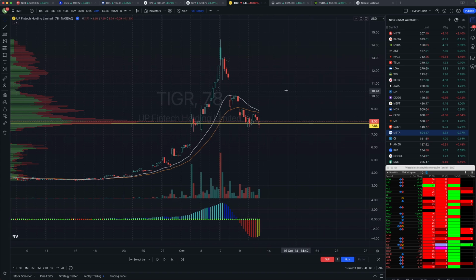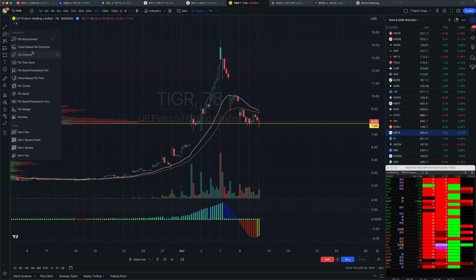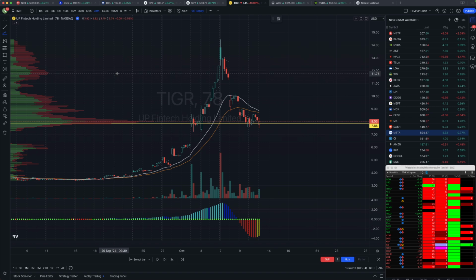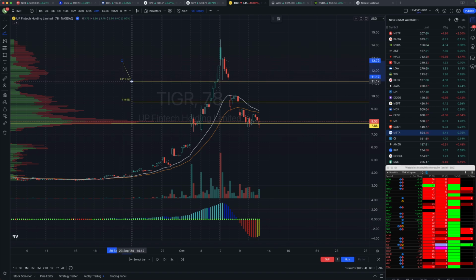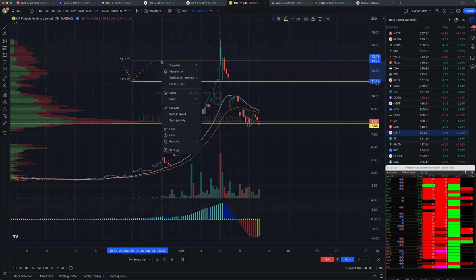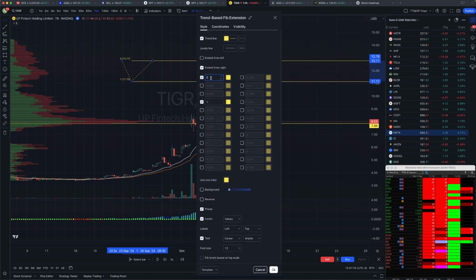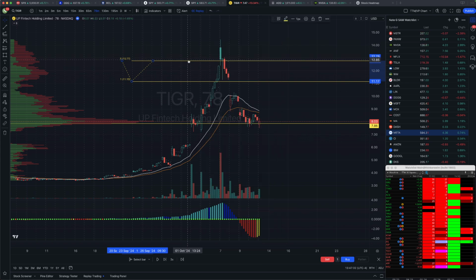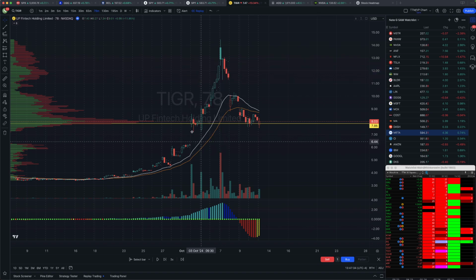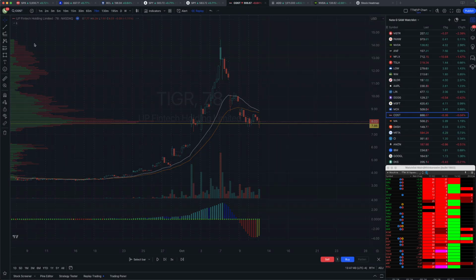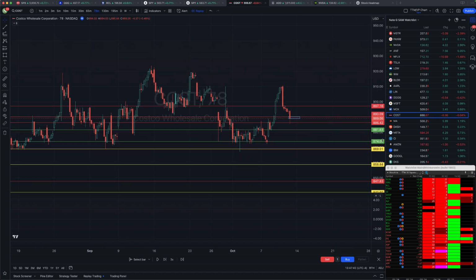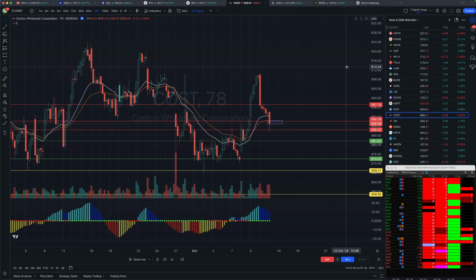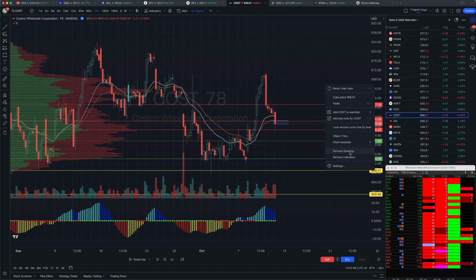The other one is this trend-based fib extension, okay? And the way I have that set up is, if we go to your settings, I basically have the 0 and the 1. And that's all it is, because if I'm measuring, let me go to, I don't know, let's try Costco, right? Okay, so if I want to figure out, let me get rid of all my drawings.